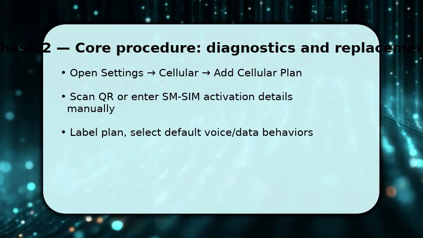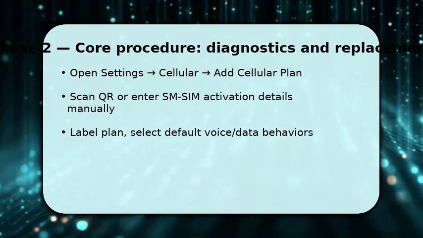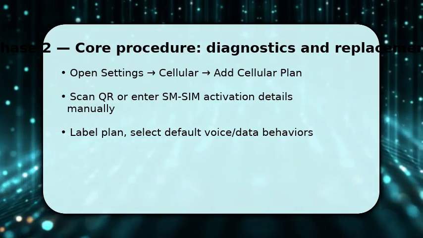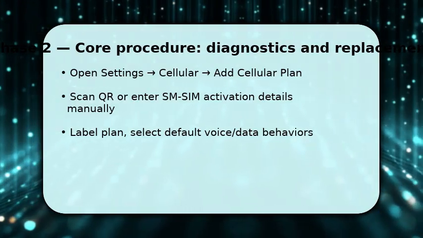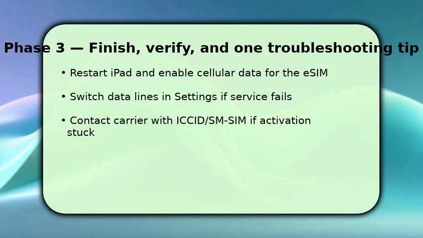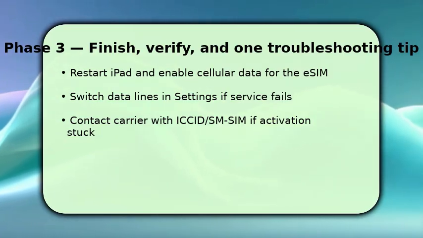Make sure to label the plan, for example, work or travel, so you can manage it later. Once added, set whether this plan is your default data line or for calls only. These choices determine billing and network priority. Finish by activating the plan, enable cellular data and select the newly added plan as active for data or calls.